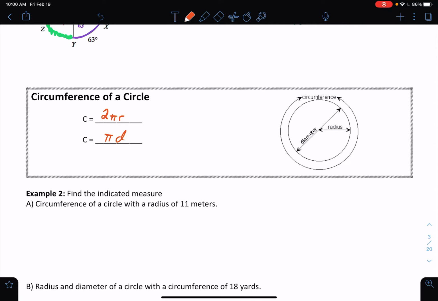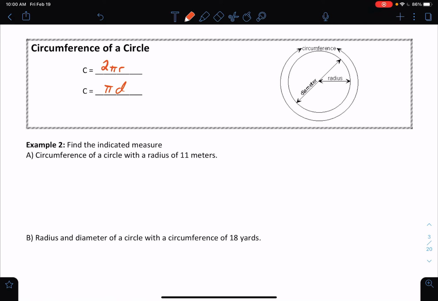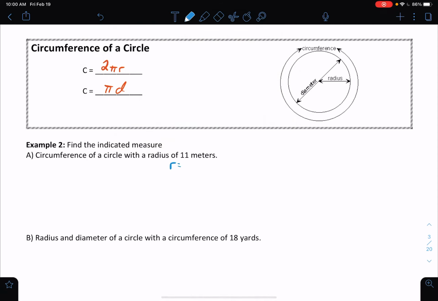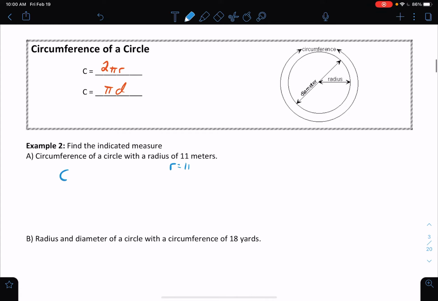So, find the circumference of a circle with a radius of 11 meters. Since I've got the radius, I'm going to use the formula that deals with radius. So C equals 2 pi r, but instead of my radius, I'm going to plug in 11. Then I can simplify. 2 times 11 is 22. So C equals 22 pi meters.